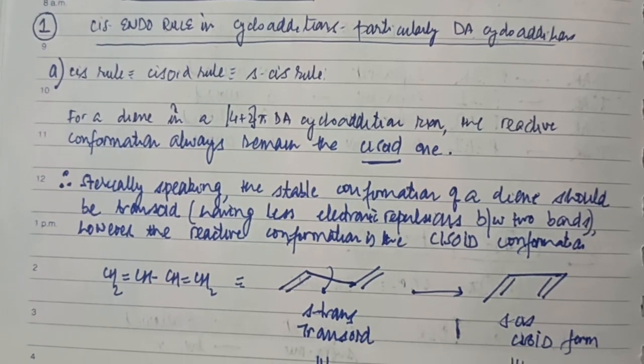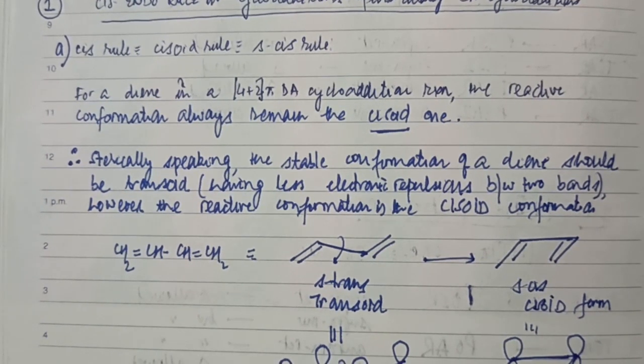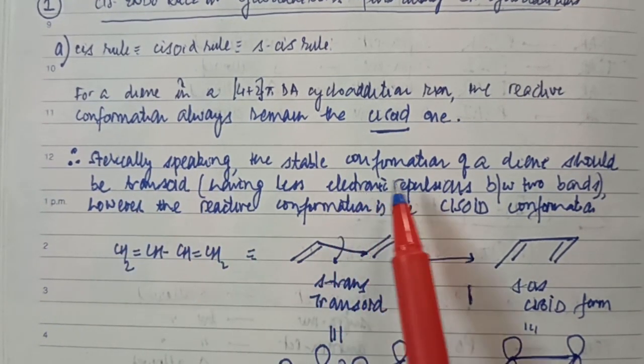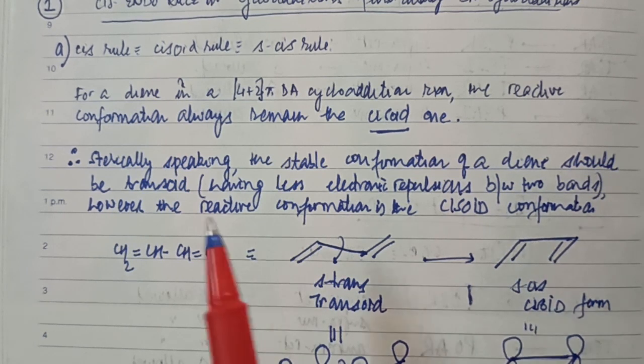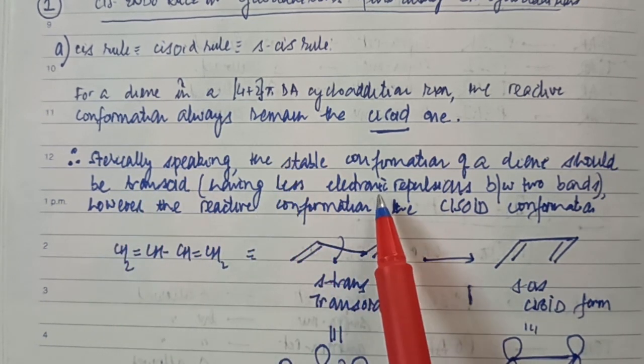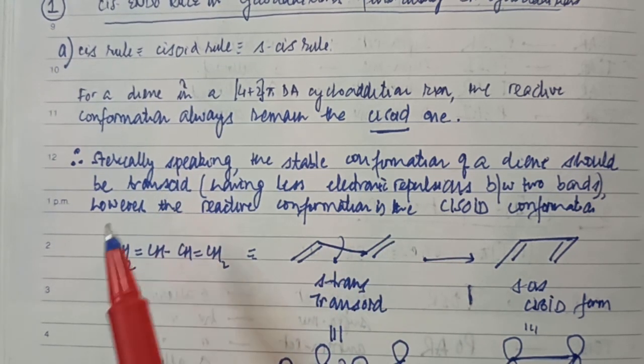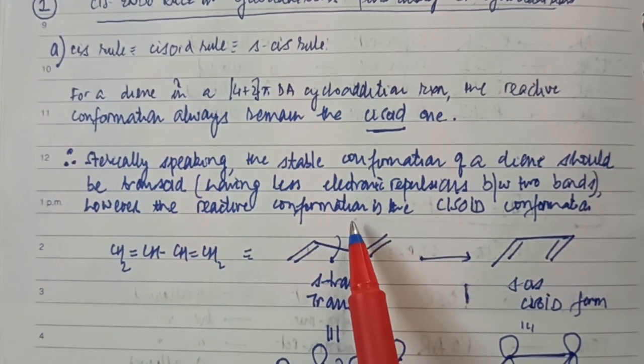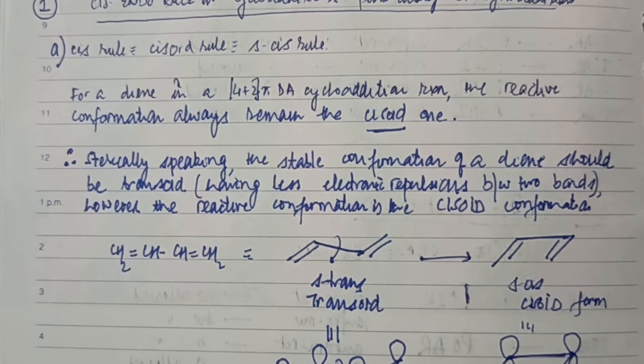But if we talk sterically, then we know that the stable conformation of the diene should be one in which both the electron-rich double bonds are away from one another. That is the transoid form. However, the more reactive conformation, as I've just told you, is the cisoid form. Now, why does this happen?